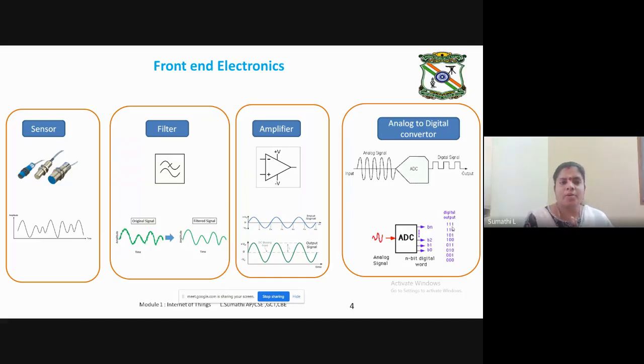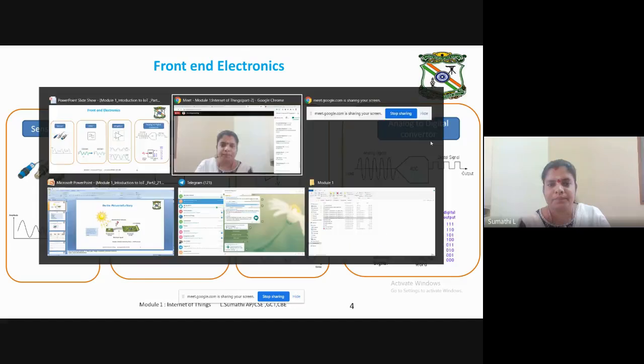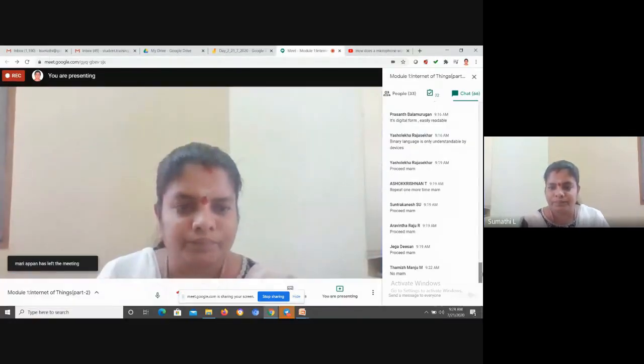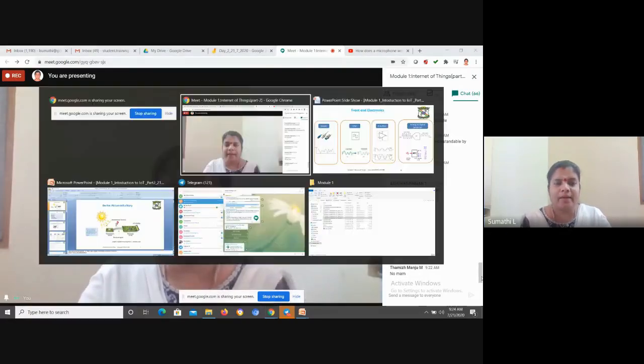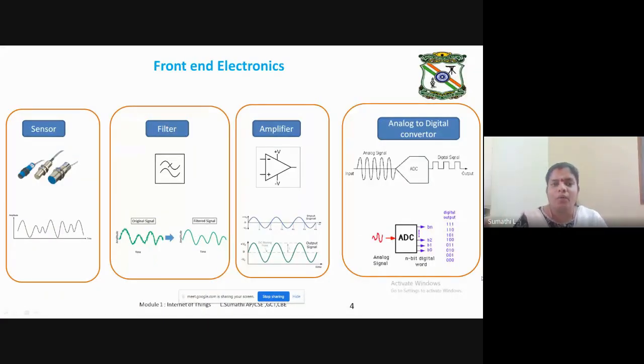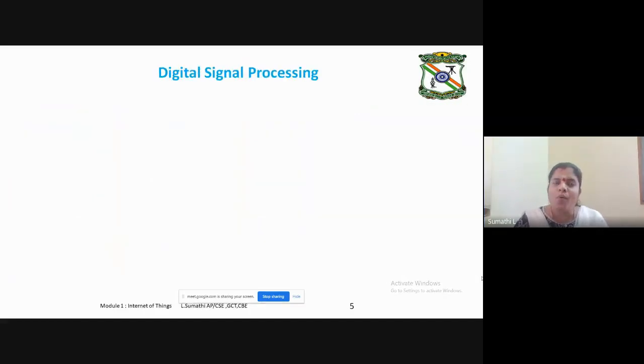So this is the process of your front-end electronics, right? We will see in elaborate about your analog to digital converter in your digital signal processing module. Can I proceed to the next slide, or do I want to repeat any points here? Okay. If it is no, then I proceed to the next point. I hope that you now understood how you get a digital signal that can be processed, that can be given to your processor, from a sensor.